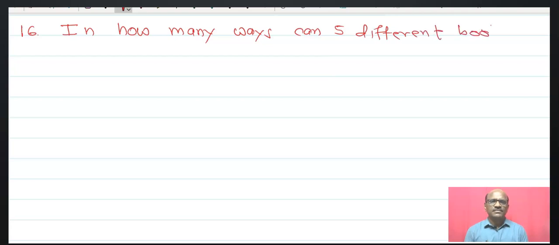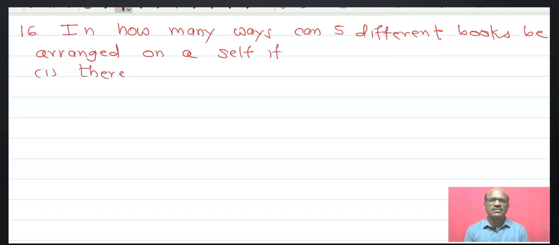That is problem number 16. In how many ways can 5 different books be arranged on a shelf if there are no restrictions?